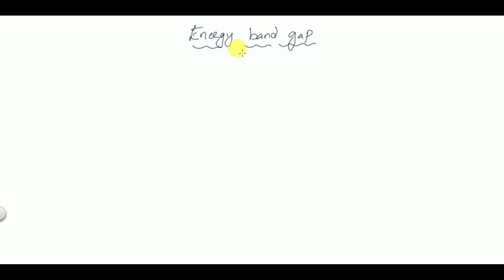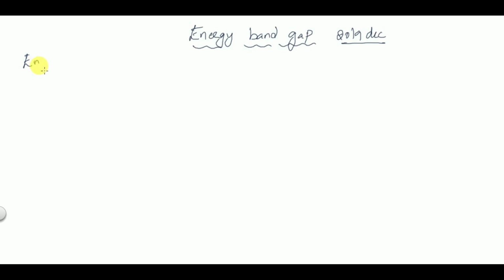Right, so energy band gap. This type of question may be asked in the exam. In 2019 December we had a question on this. Okay, so what is energy band gap?